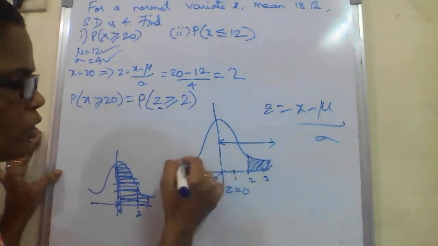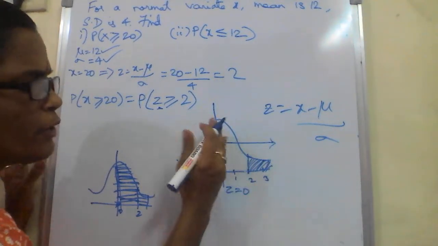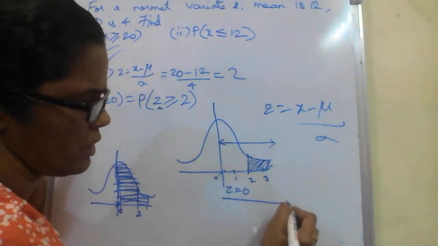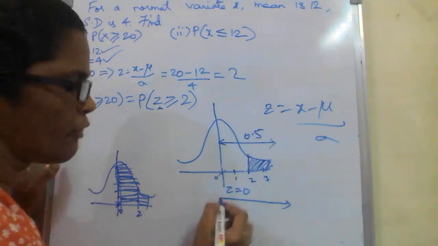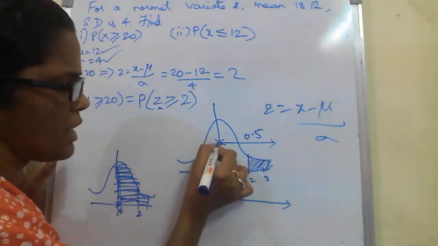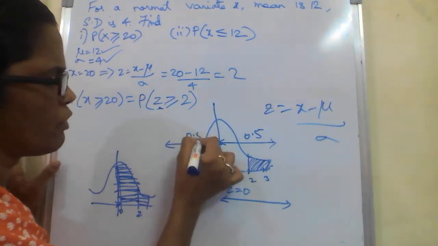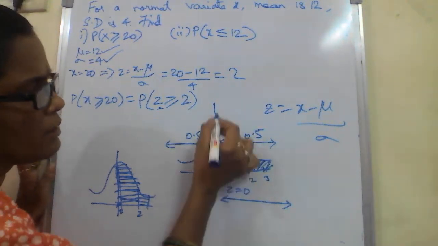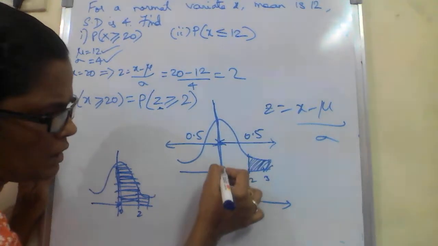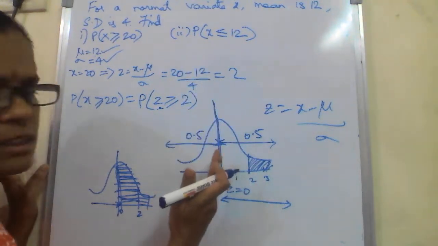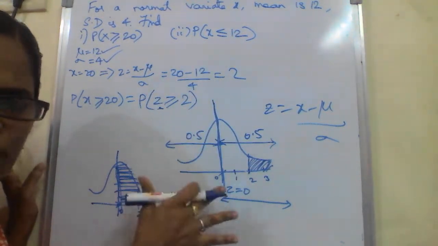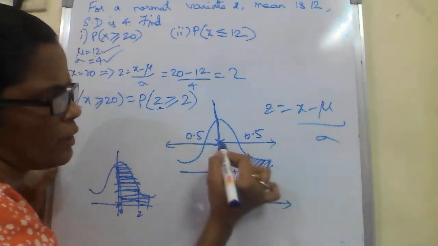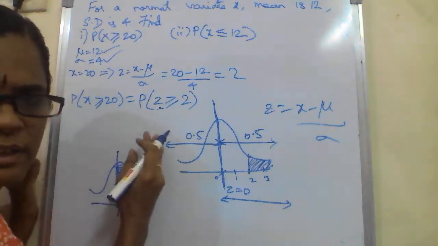So the total area is 1. If you take half of this, it is 0.5. From here to here it is 0.5, because 0.5 this side and the other side will be 0.5. Totally the area under the curve is 1. Because it is a symmetric curve, the line whatever you draw at the center will be at the center. So from here till the end it will be 0.5, and on the other side it is 0.5.